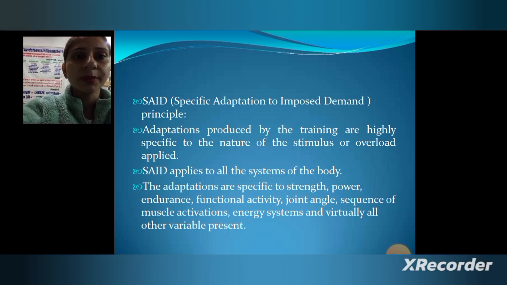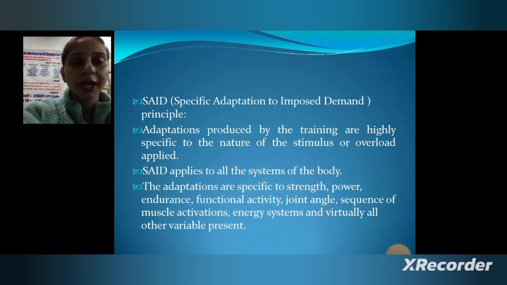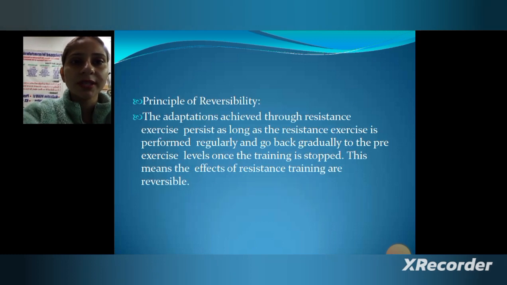Then SAID principle, specific adaptation to imposed demand principle. Adaptations produced by the training are highly specific to the nature of the stimulus or overload applied. The SAID principle applies to all the systems of the body. The adaptations are specific to strength, power, endurance, functional activity, joint angle, sequence of muscle activations, energy systems, and virtually all other variables present.